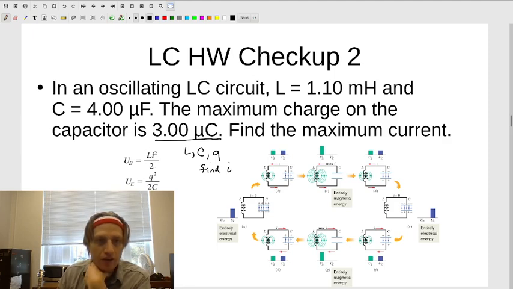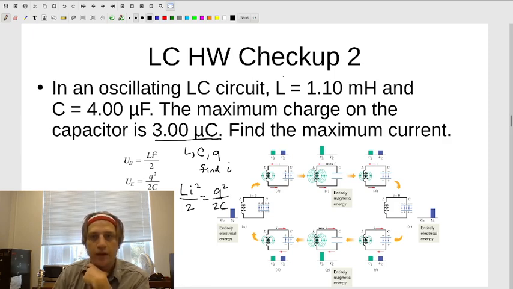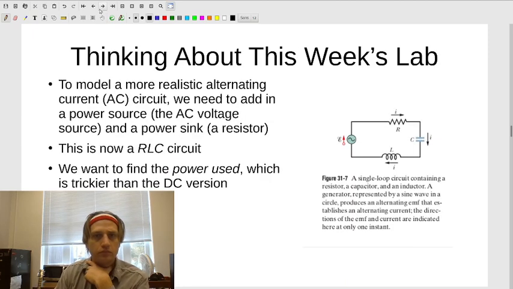And so that can be done by just setting these two equal, because when you have a maximum, this is going to be all UE. And when you have a maximum energy in the magnetic, you have a maximum current. And so you can just go L i squared over 2 is Q squared over 2C. And so all you have to do then is make sure that you're putting in your 10 to the minus 6 here, 10 to the minus 6 there for your micro, and then 10 to the minus 3 for your milli. And then solve for I.